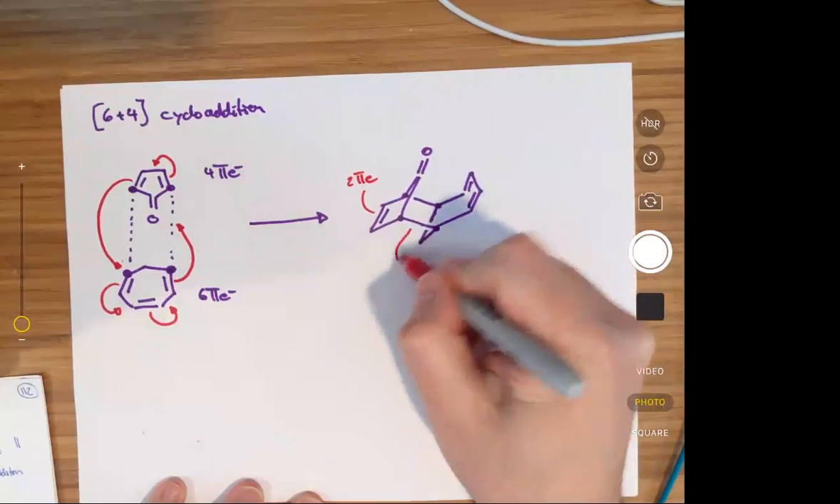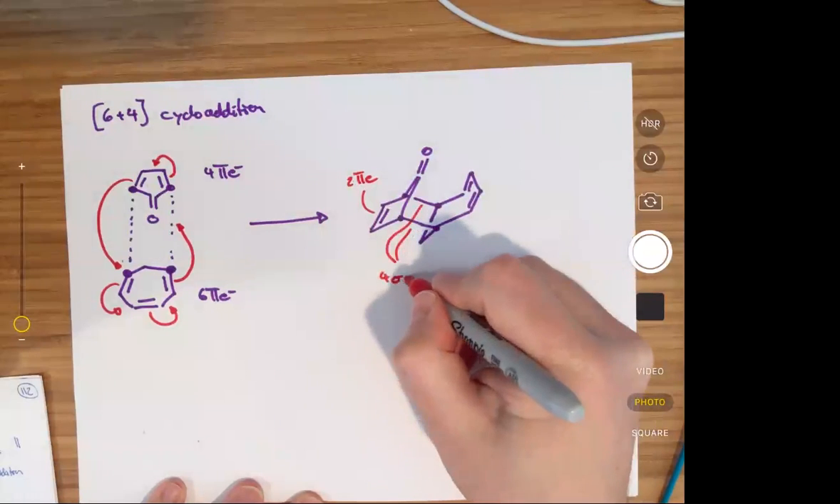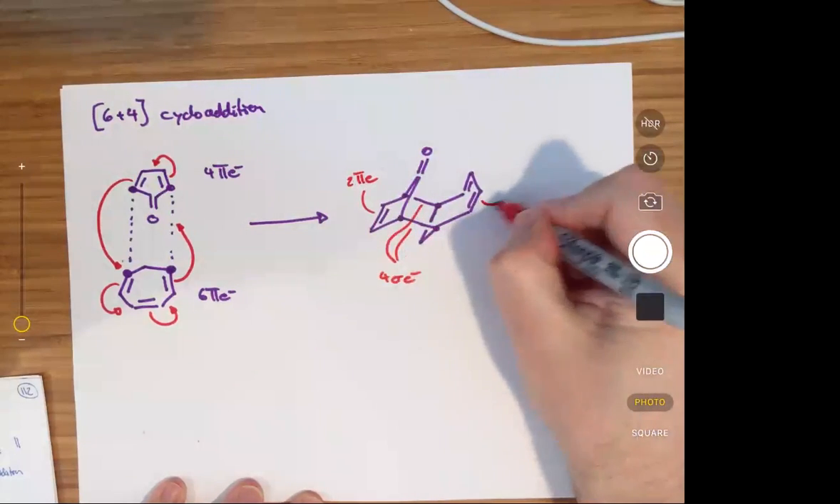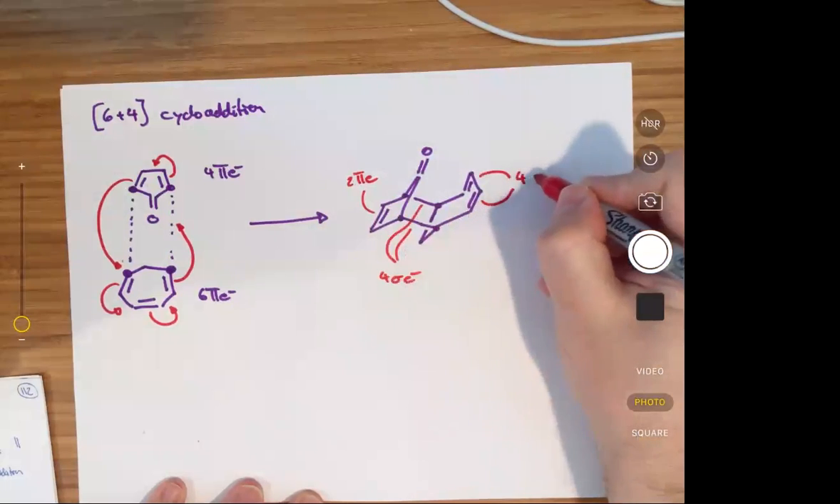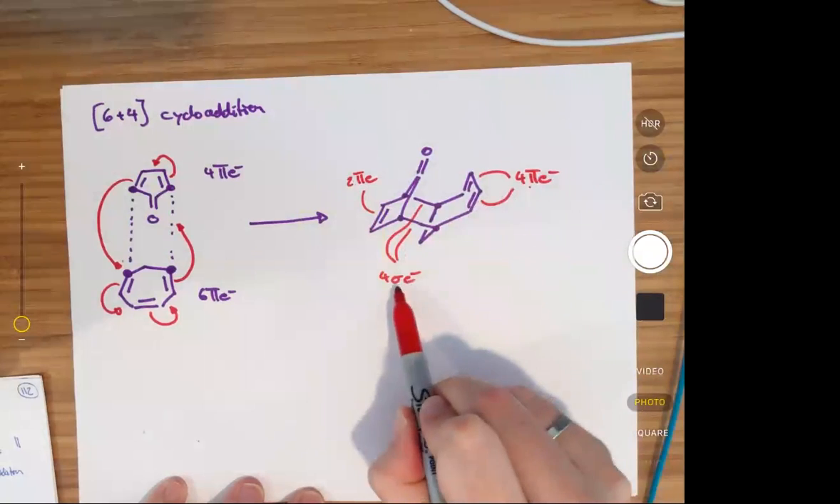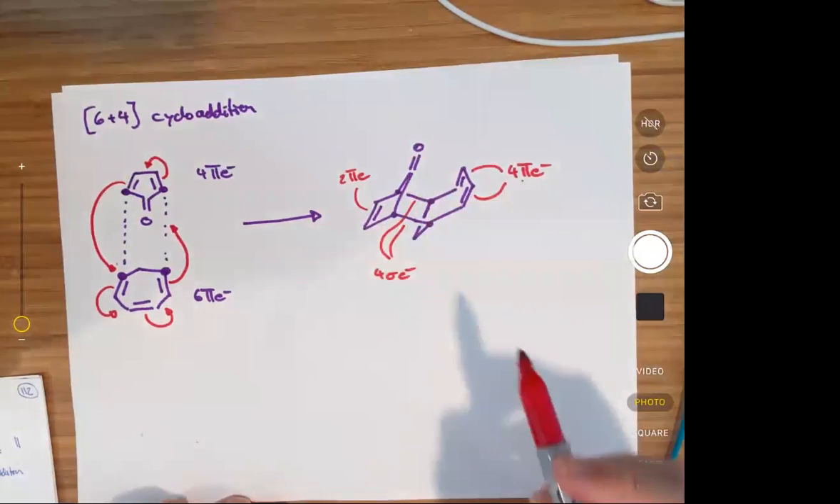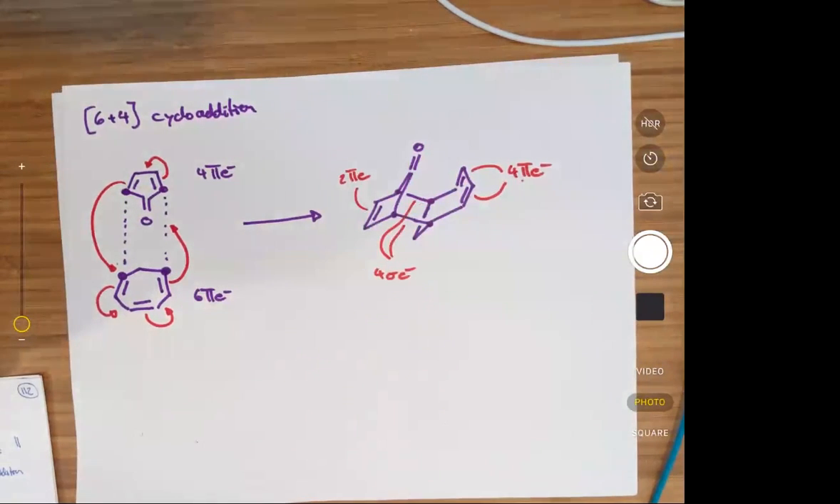You have from each of these a total of 4 sigma electrons. And then back here, you have another 4 pi electrons. So total count here is 4 plus 4 is 8, plus 2 is the total of 10 electrons. So you're not losing electrons in this case, and that's a good sanity check whenever you draw these reactions out, to make sure that you have accounted for all the electrons in the system.